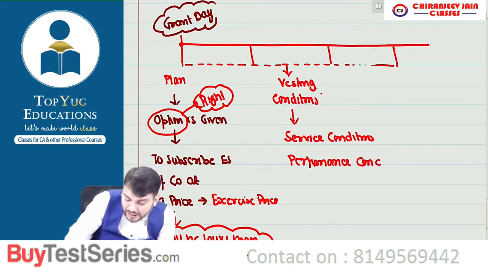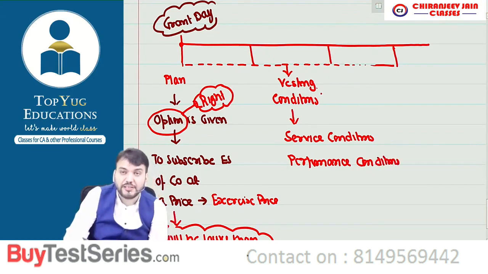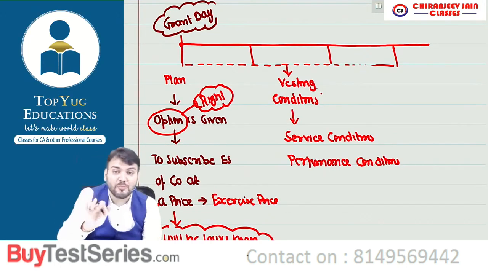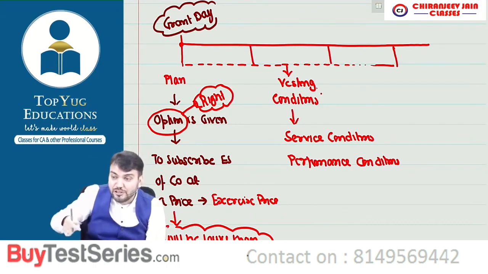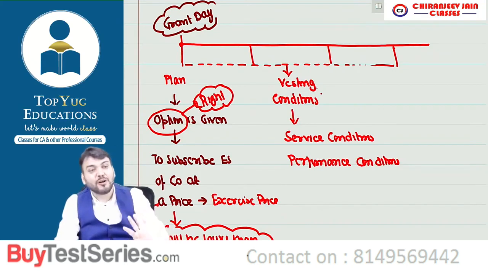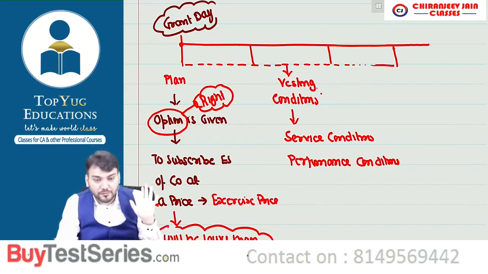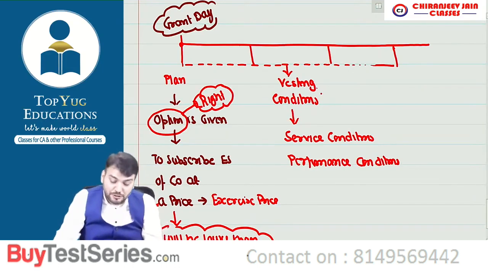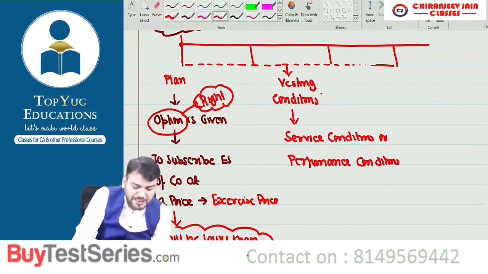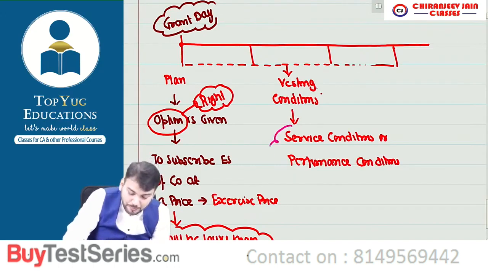Either it can be service conditions or performance conditions. Service condition means continuous employment of certain years. Performance condition means you need to remain in the employment and you also need to increase the turnover of the company. It is based on the performance of the employee. So they will put one more condition that after 3 years the turnover of the company should increase by 100 crore. So if it is a performance condition, it can be either service condition or performance condition, depending upon the plan.